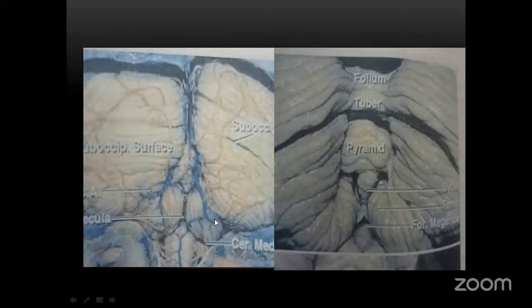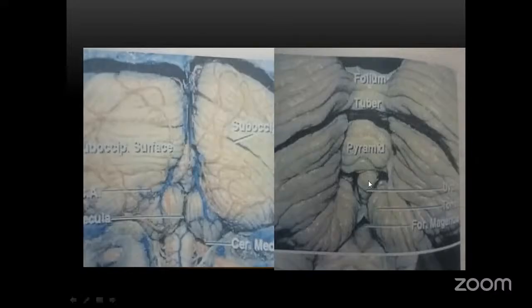These are the tonsils. And this is the same picture, just we are going above to the suboccipital surface. We can see the vermis of the suboccipital area. How many lobules does the vermis have? Nine, yes. Can you name them, please? Folium, tuber, pyramid, and... sorry, sir, I forgot.